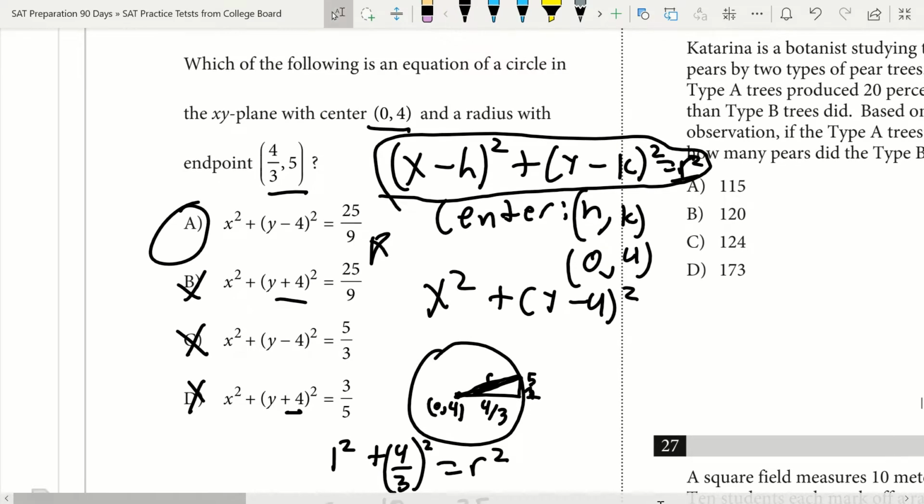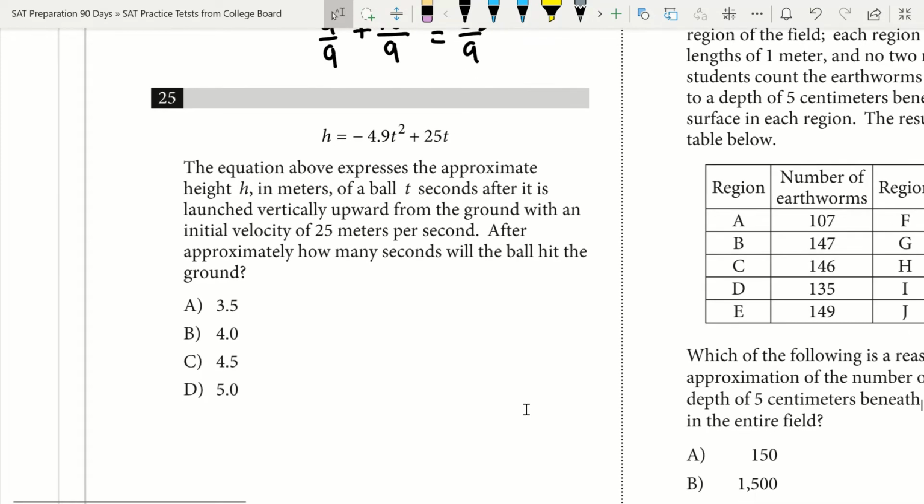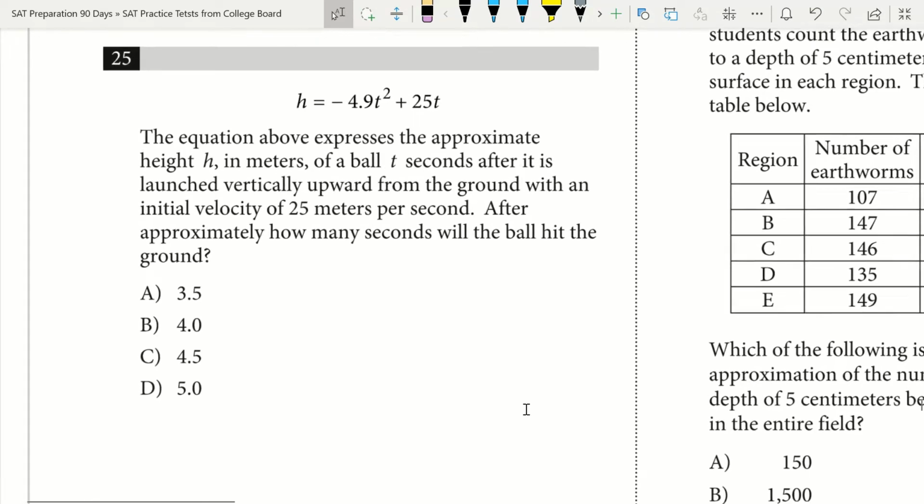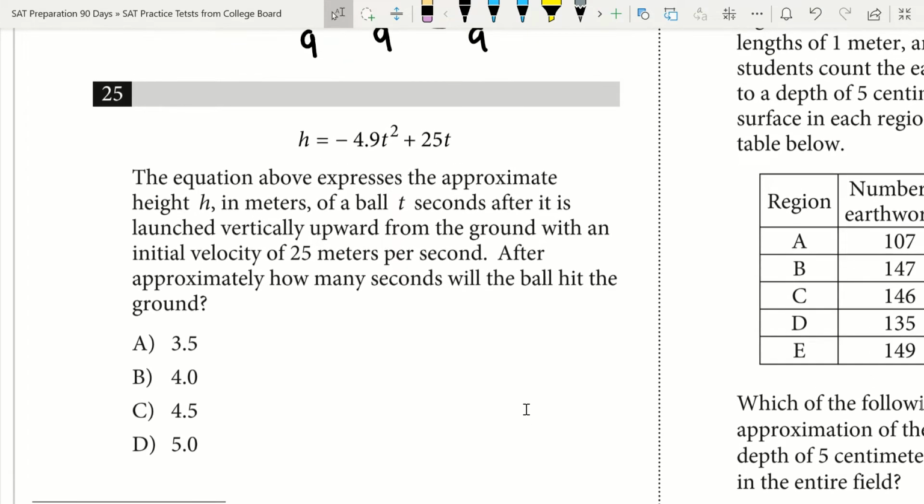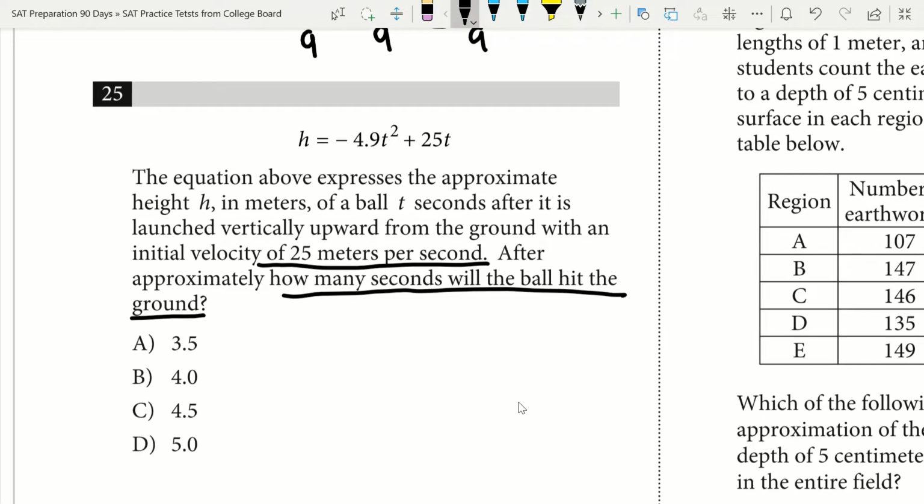All right, question 25. The equation above expresses the approximate height in meters of a ball t seconds after it is launched vertically upward from the ground with an initial velocity of 25 meters per second. After approximately how many seconds will the ball hit the ground? Alright, so we got to solve for when the ball is going to hit the ground. We know that that's the height h, so when it hits the ground, that height's going to be 0.